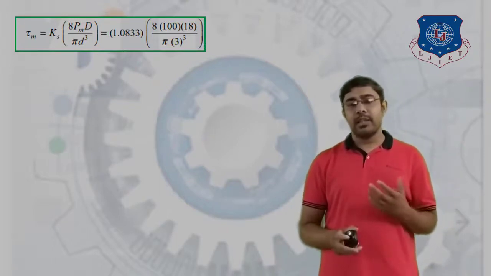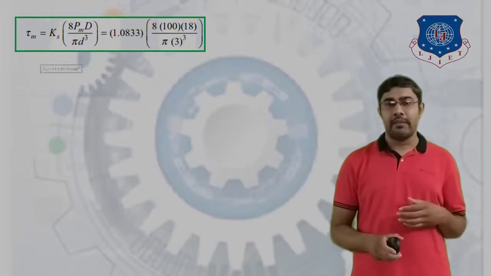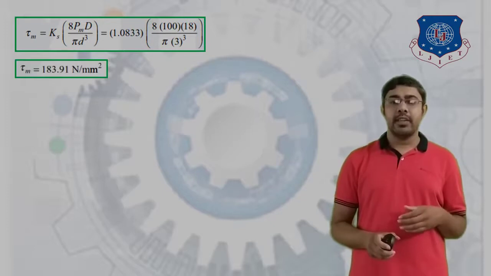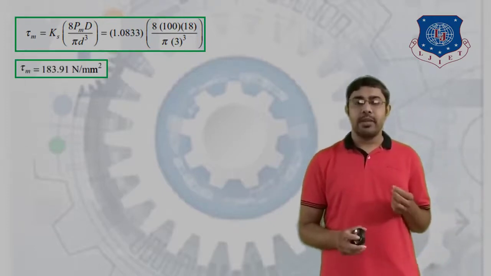If we place all these values, we get the answer for mean shear stress, that is tau m is equal to 183.91 Newton per mm square. So this is the mean shear stress.